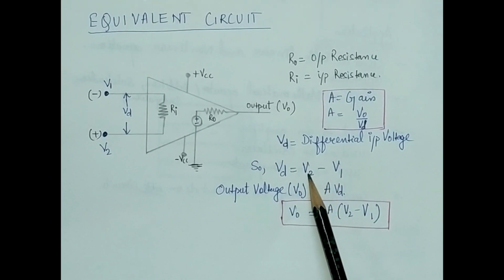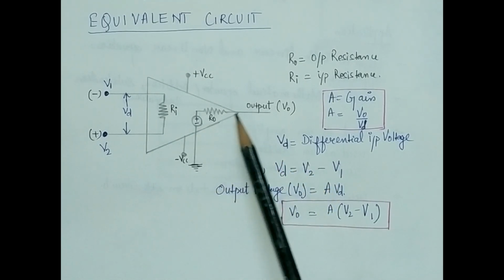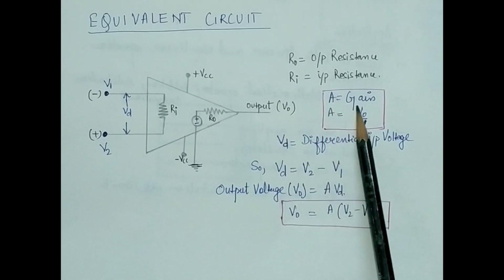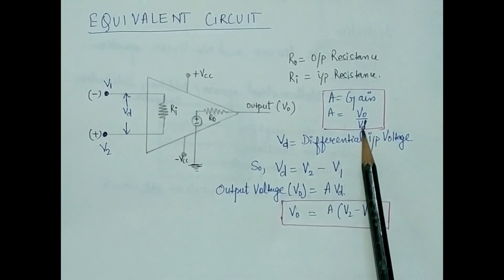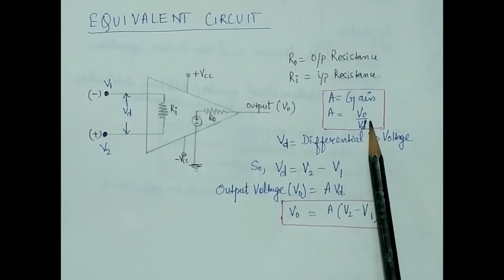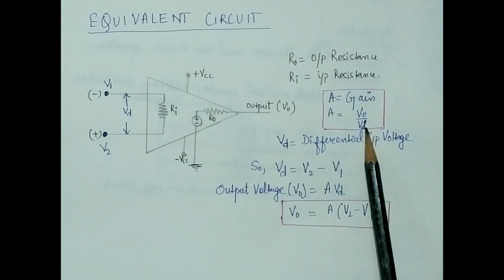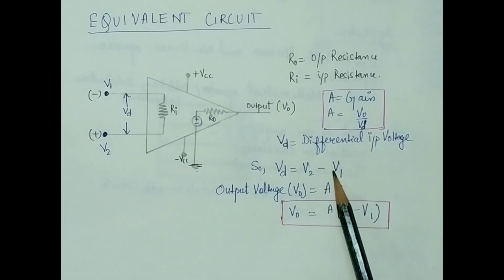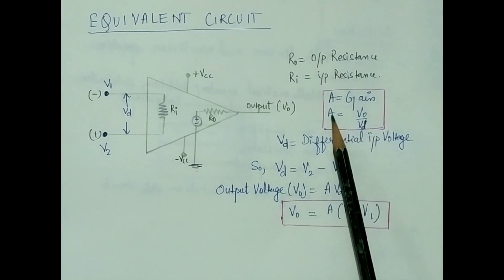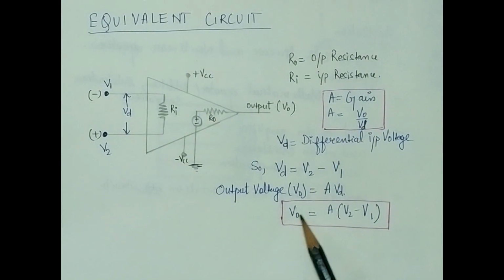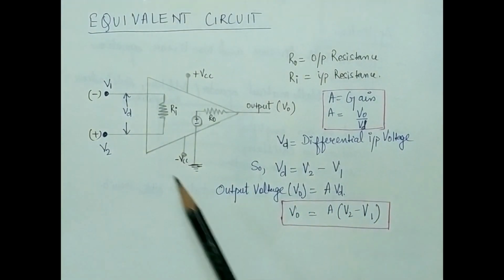So what is gain? Gain means how many times the input signal will be amplified. Gain is denoted by A, and it is output voltage over input voltage. What is my input voltage? It is V2 minus V1. Hence if you put V0 over here, V0 will be A into VD, or A into (V2 minus V1). So this is the equation for the output voltage of an OPAMP.